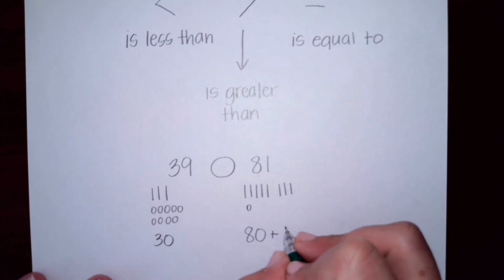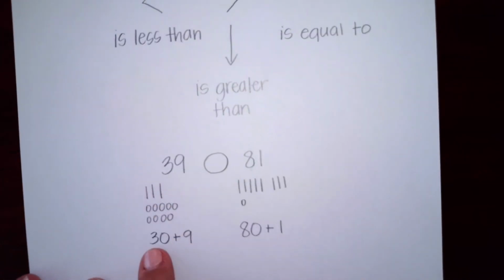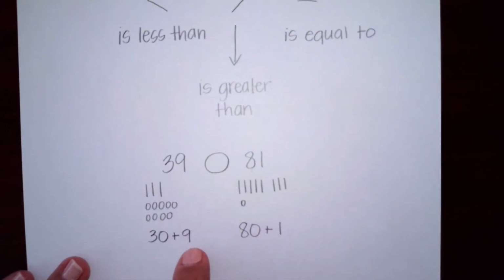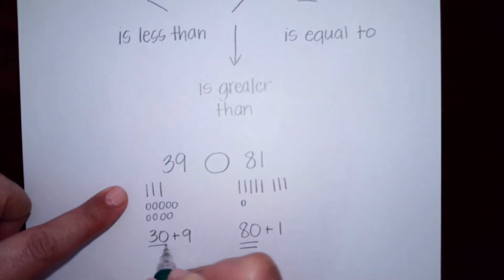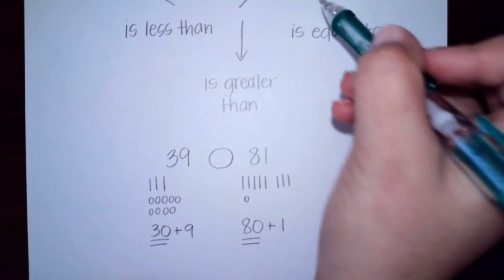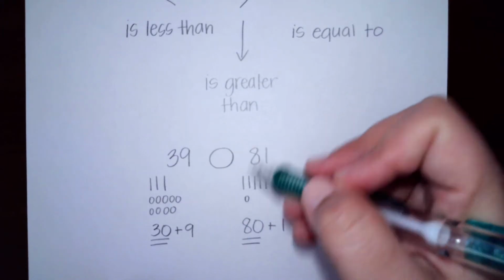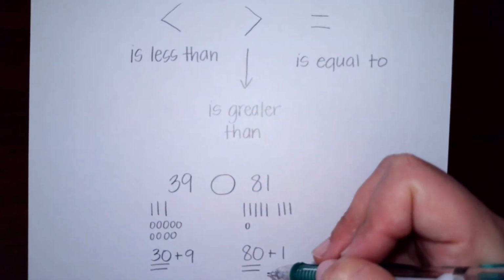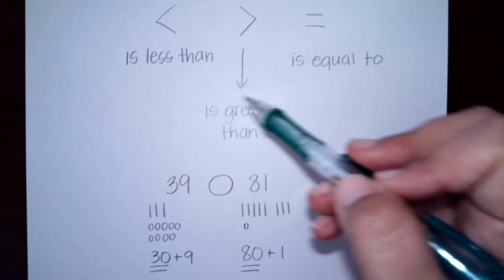So I can also see when I write my numbers in expanded form, the value of a 3 in tens town, the value of a 9 in ones town, the value of an 8 in tens town, and the value of a 1 in ones town, I know, just like up here, that 80 is greater than 30. So going back to my symbols, I know this right here is my bigger number. But what am I going to do? Which one am I going to put in? Am I going to put the greater than symbol in there?